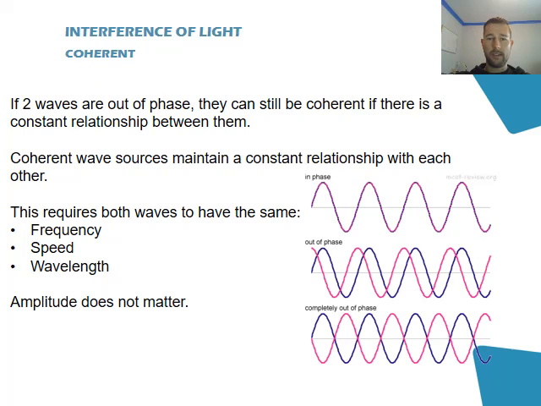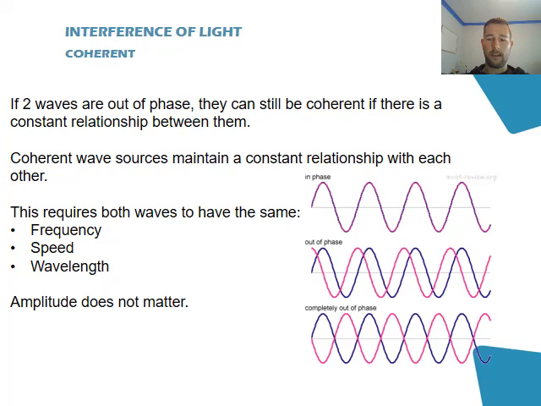Now I'd like to introduce the definition of coherence. Now 2 wave sources can be coherent if there's a constant relationship between the wave sources in terms of the waves they produce. So this means that the waves from both sources have to have the same frequency, speed and wavelength to maintain a constant relationship.